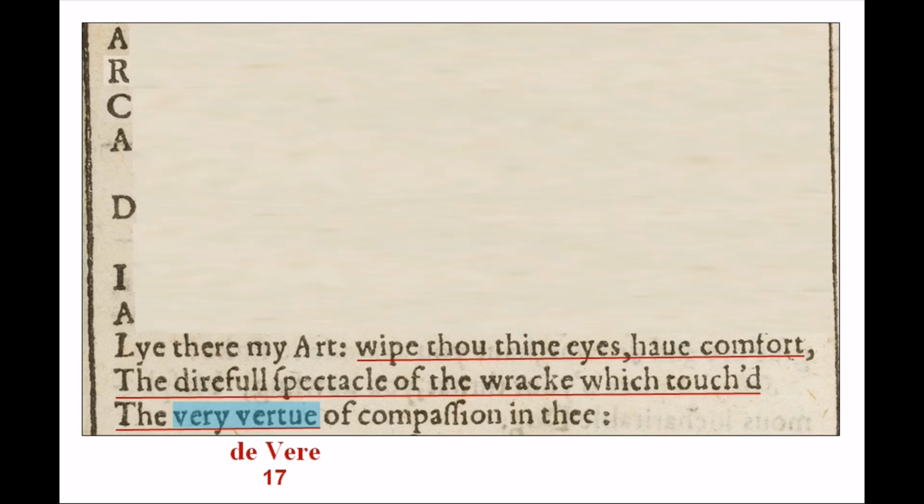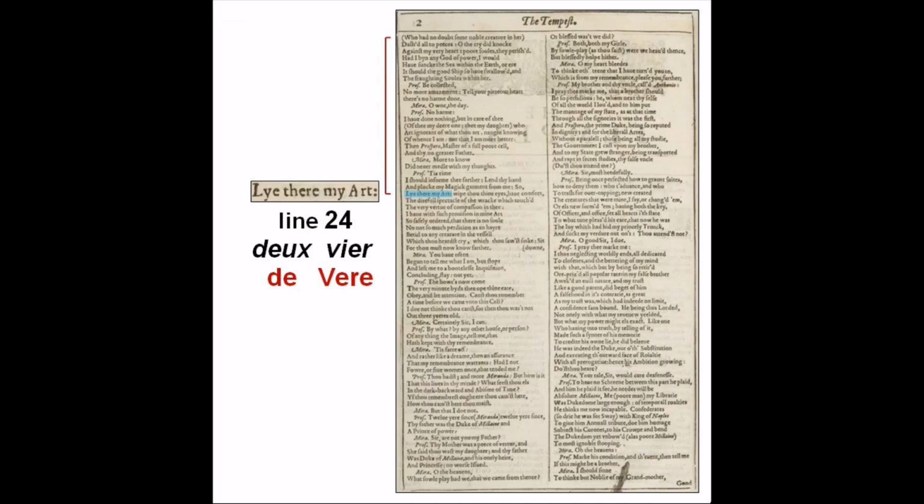Before virtue is the word very. Could the two VERs in very virtue also imply to Vere, meaning de Vere? And another hint that the art in Arcadia is Edward de Vere's might be that the words, "Lie there, my art," are printed from the top of the column on line 2-4, again implying de Vere.